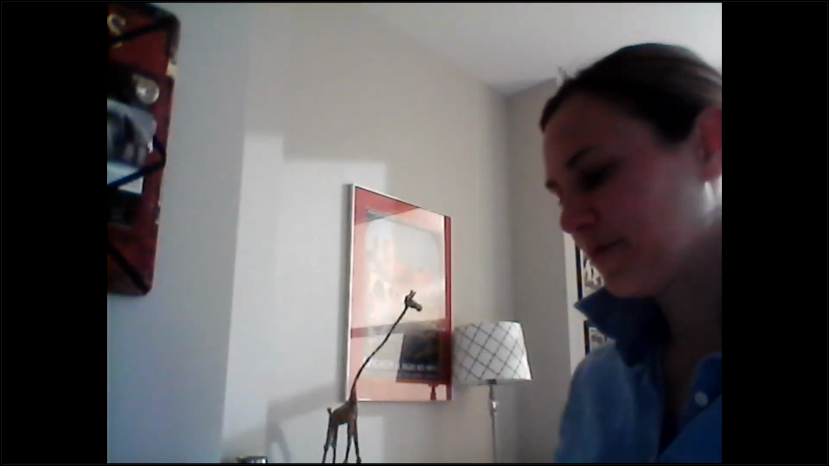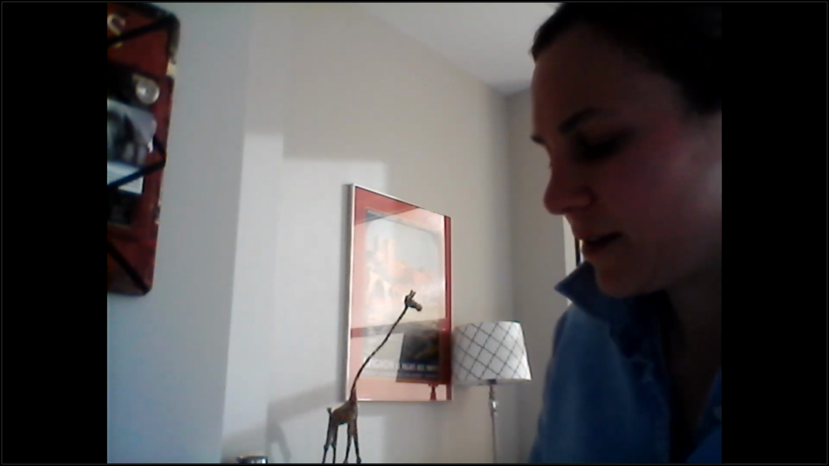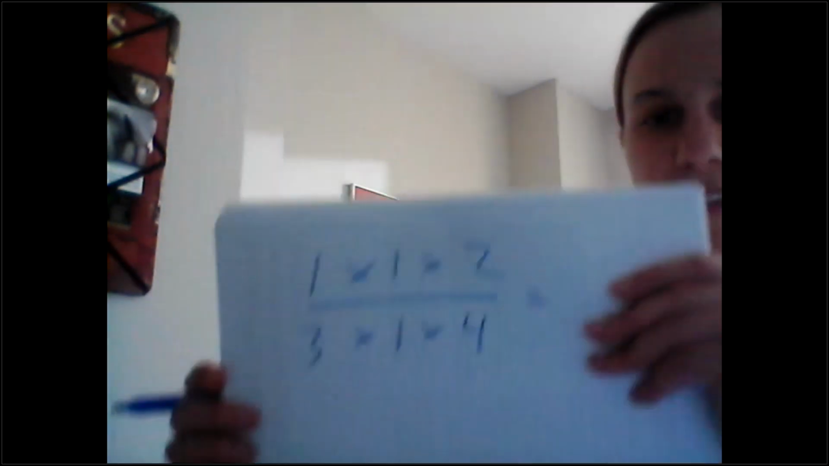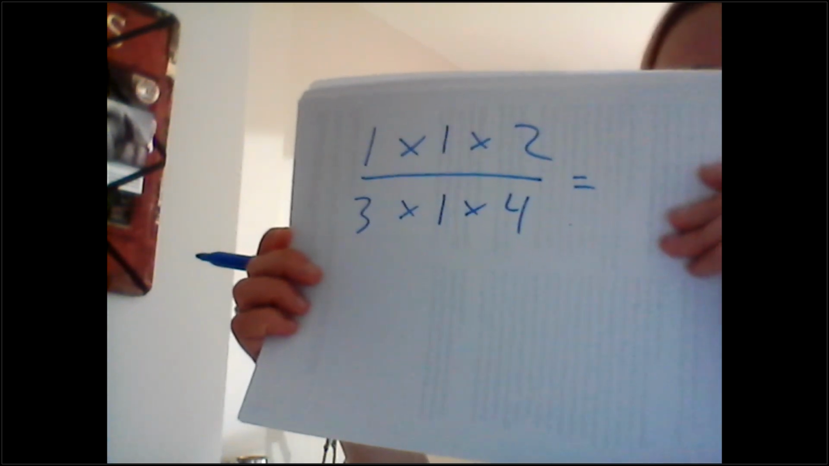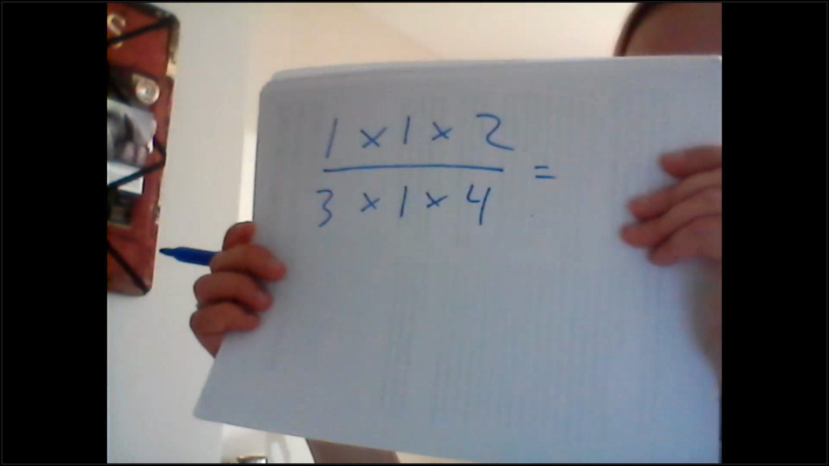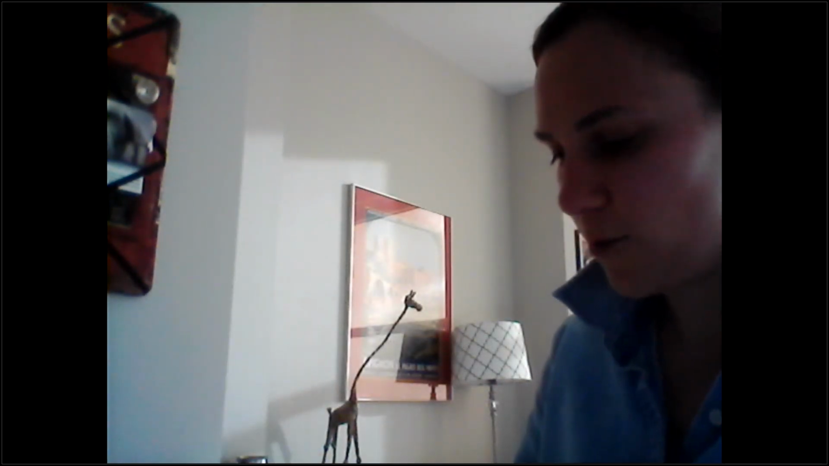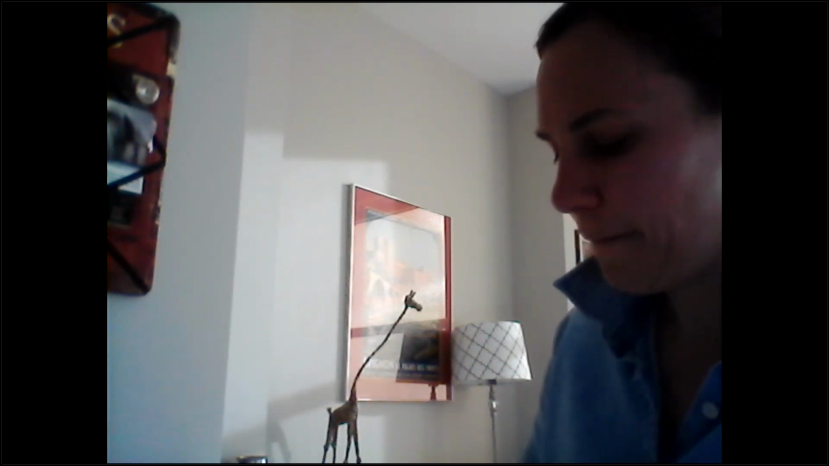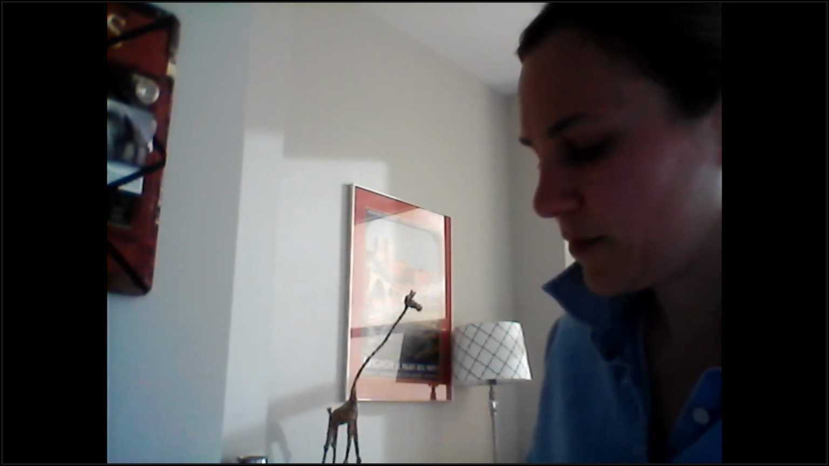So it now becomes 1 times 1 times 2 over 3 times 1 times 4. Okay, so that's our simplified equation, and I like that better because the numbers are smaller. For me, it's just easier to multiply smaller numbers in my head faster. So if I do the multiplication across, remember I'm multiplying the numbers in the numerator, and then multiplying the numbers in the denominator. So 1 times 1 times 2 is 2. And 1 times 3 is 3, and 3 times 4 is 12.